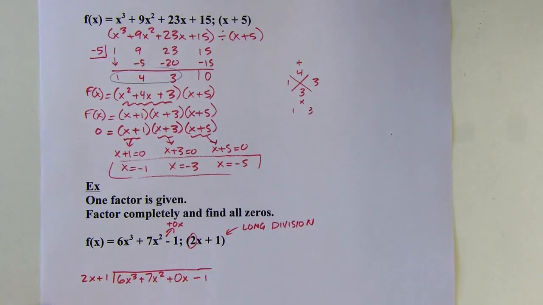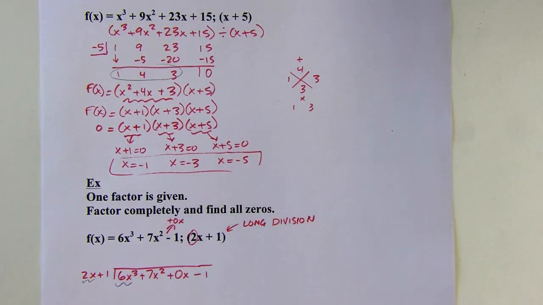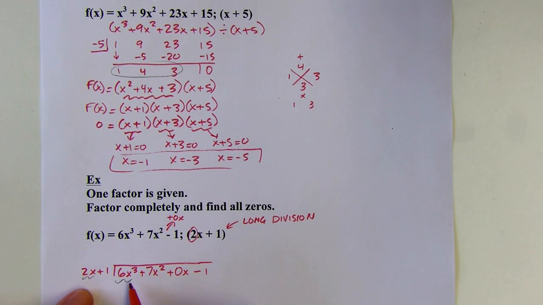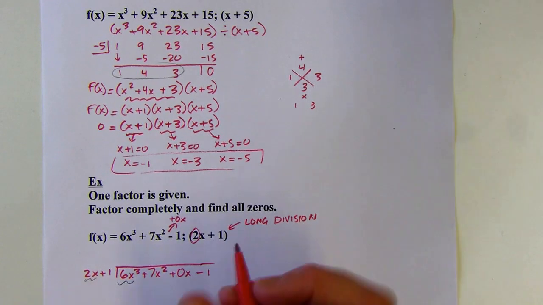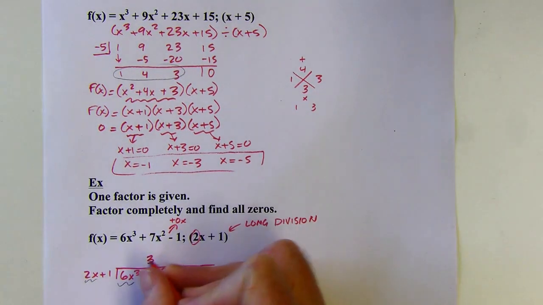So let's see what happens when we start dividing. So I'm thinking 2x times something equals 6x to the third. Well, 2 times 3 is 6, and x times x squared would be x to the third. So this is going to be 3x squared. And I want to choose where to put the 3x squared. I'm not going to put it right up here. I want to put it above its like term. Like so.